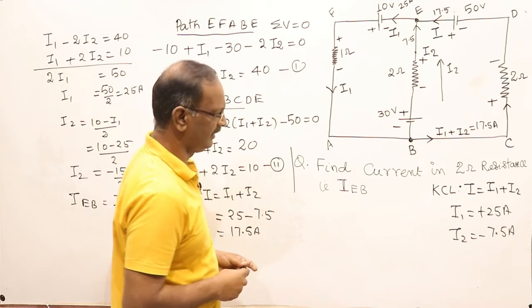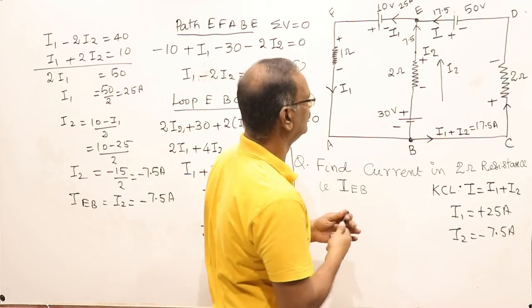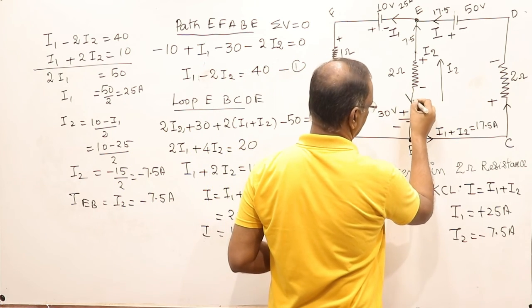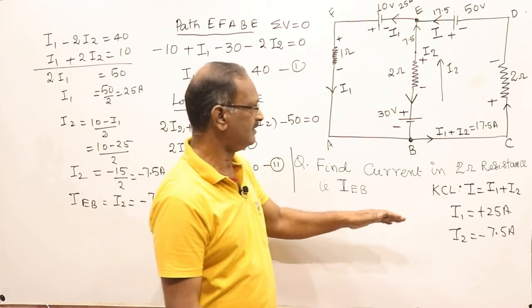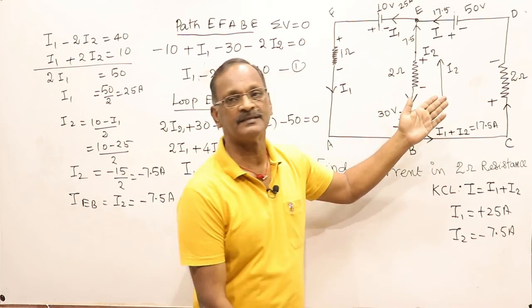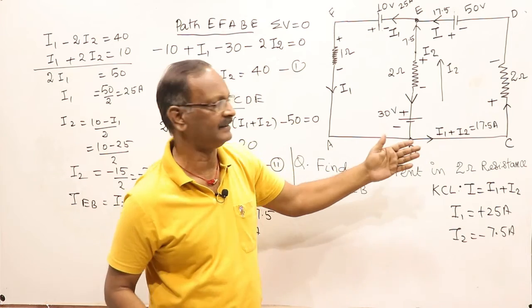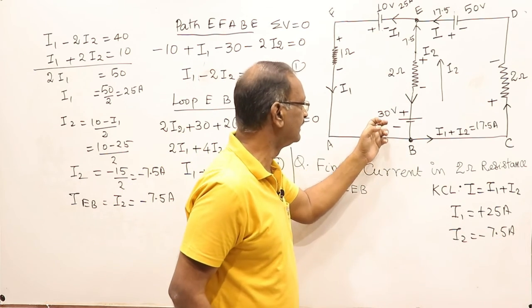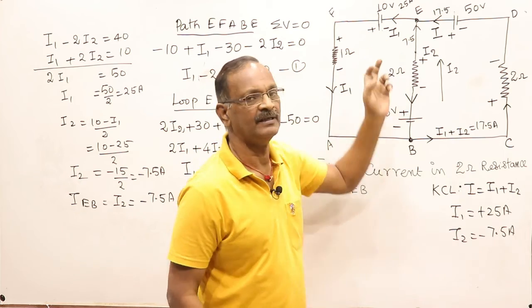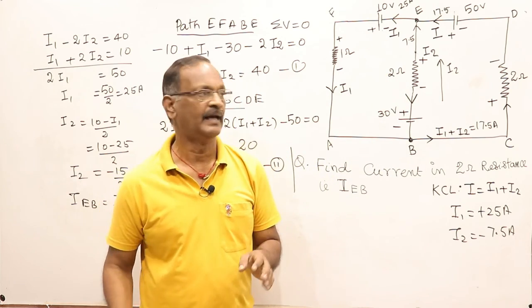You need not worry if it is coming negative. We assumed this direction originally, then the current is coming minus 7.5. It means the current is flowing in the opposite direction to the assumed direction. If you take from here to here, it will be minus 7.5. If you take the current direction from here to here, it will be plus 7.5 ampere.